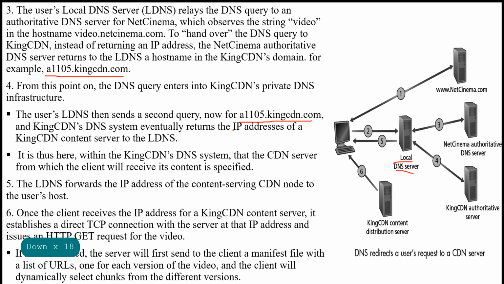Here, if DASH is used, the server will first send to the client a manifest file with a list of URLs, one for each version of the video, and the client will dynamically select chunks from the different versions.